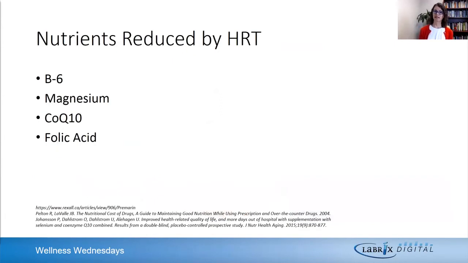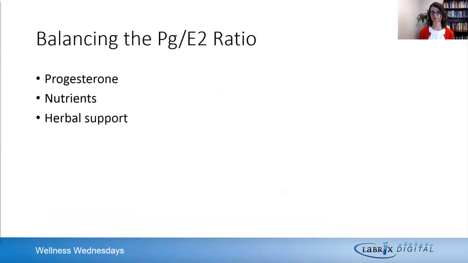Keep in mind that anytime a woman is on hormone replacement therapy, the synthetic forms of hormone, there is going to be a reduction in her nutrient status, whether that's oral birth control pills or HRT. The nutrients that are going to be depleted are B6, magnesium, CoQ10, and folic acid. As a result of the B6 and magnesium depletion, HRT is often associated with depression and low mood in women.